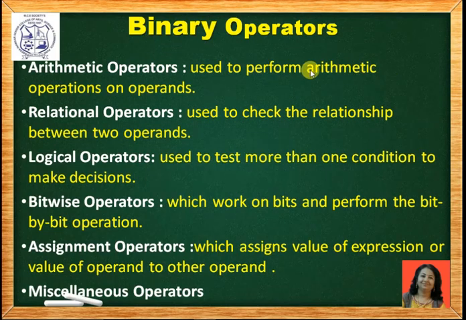Binary operators. First, arithmetic operators, which are used to perform arithmetic operations on operands. Relational operators, which are used to check the relationship between two operands. Logical operators, which are used to test one or more conditions to make decisions. Bitwise operators, which work on bits and perform bit by bit operations.